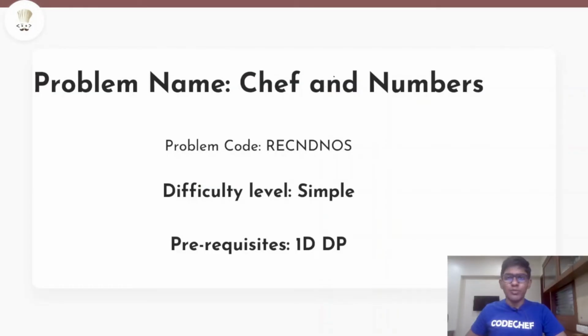So today's problem is Chef and Numbers. The difficulty level of this problem is simple because it's rated only 1396, and you only need to know the very basics of one-dimensional dynamic programming in order to understand my solution.